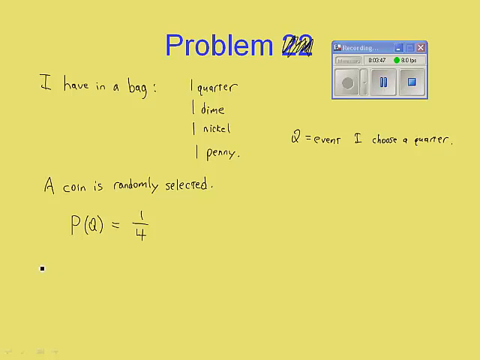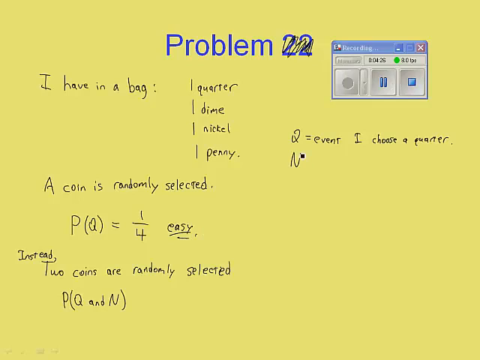Okay. New problem. 2 coins are randomly selected. Instead, let's say 2 coins are randomly selected. So this is easy, we're saying. We get that. Okay, if 2 coins are randomly selected, what I want to compute is the probability of Q and I'll call it capital N. Do you know what I mean by capital N? The event that I choose what? A nickel.